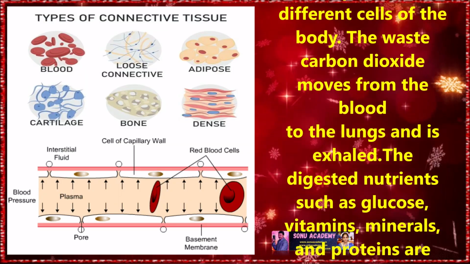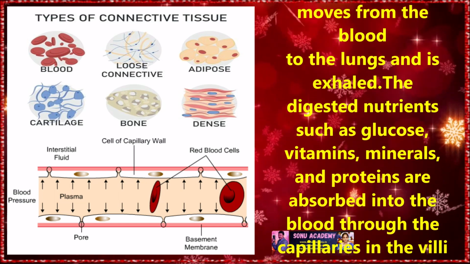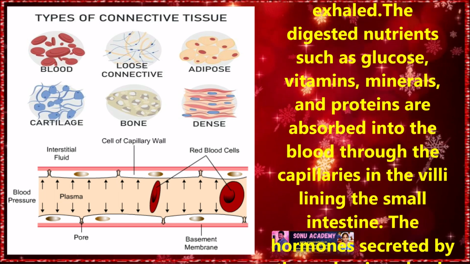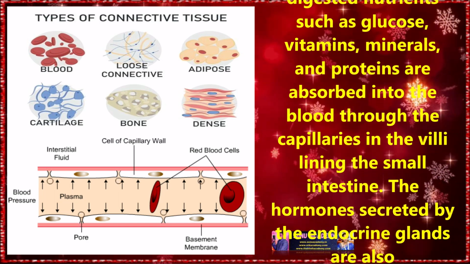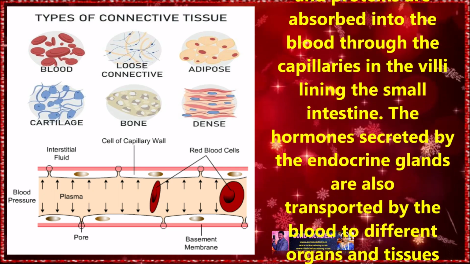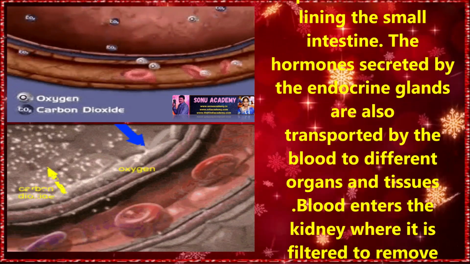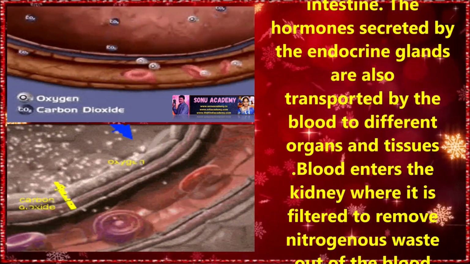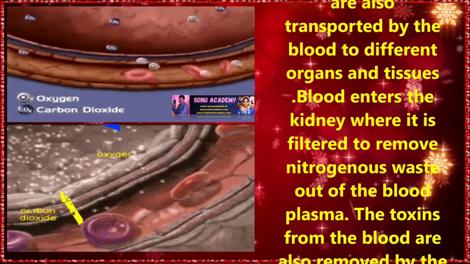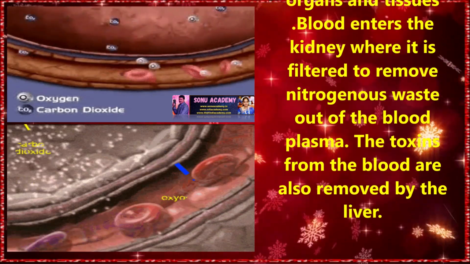Another main function is, as we discussed earlier, the transport of hormones and nutrients. The digested nutrients such as glucose, vitamins, minerals and proteins are absorbed into blood through the capillaries in the villi lining the small intestine. The hormones secreted by the endocrine glands are also transported by the blood to different organs and tissues. Blood also helps to maintain the internal body temperature by absorbing or releasing heat.